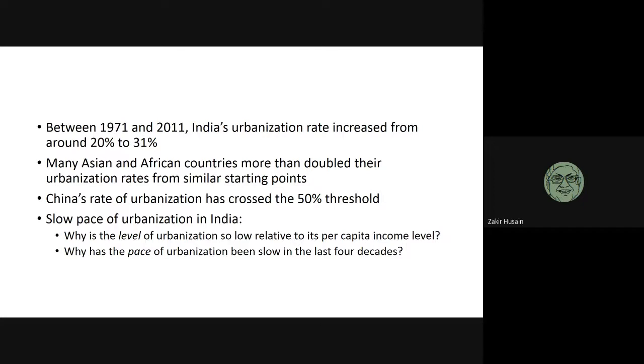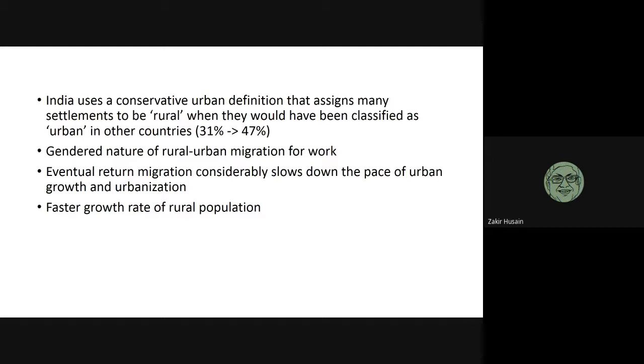Between 1971 and 2011, India's urbanization increased from around 20% to 31%. During this period, many Asian and African countries, however, grew much faster. They doubled, starting from an almost similar position of around 20%, their urbanization went up to around 40%. China crossed the 50% limit. So that means urbanization has been occurring in India, but at a slower rate if we look at similar countries.